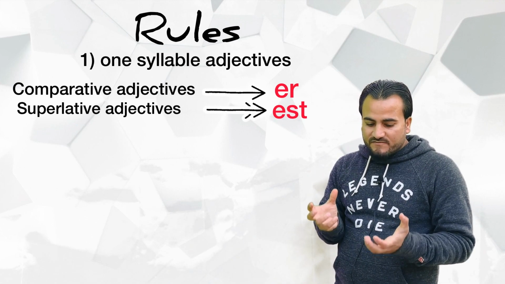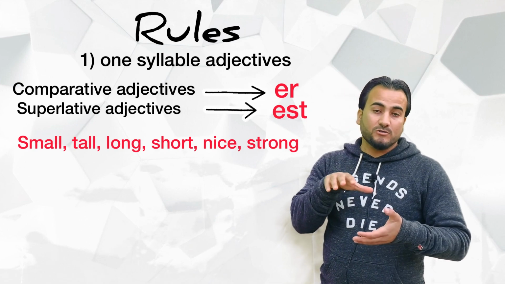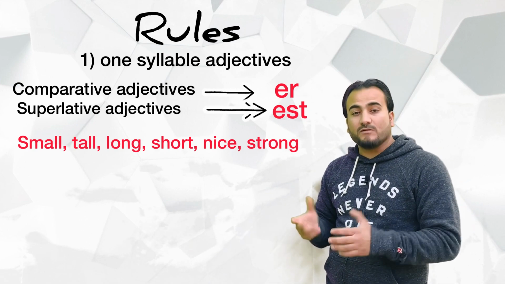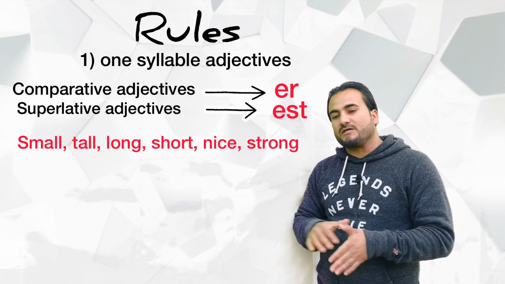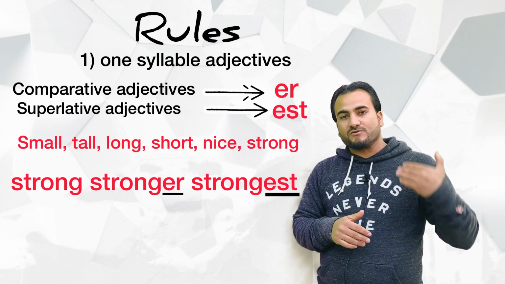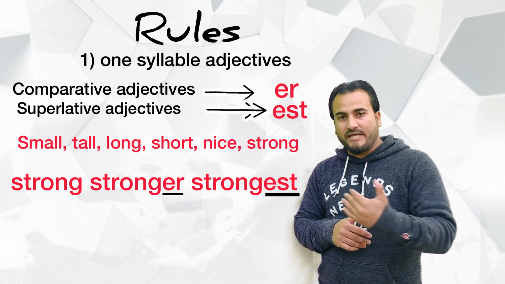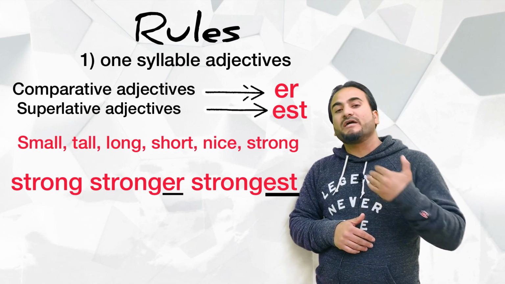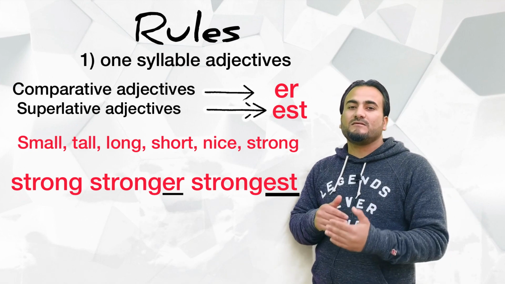These adjectives are words like small, tall, long, short, nice, for example, and strong. Okay, very nice. So, strong, we have stronger, the comparative adjective, adding ER to the end, and we have strongest, the superlative adjective, adding EST to the end.